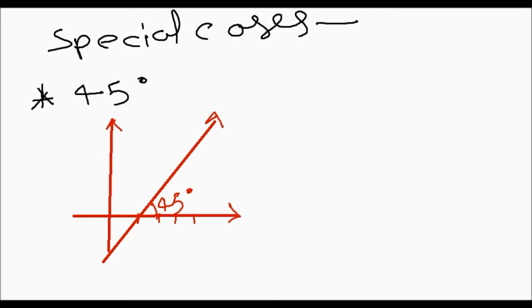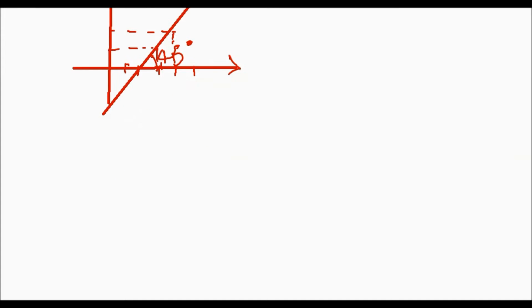Suppose here's 1, 2, 3, 4, 5. If I increase the x-axis by 1 unit, then the y-axis will also increase by 1 unit. Like here you can see I increased from here to here, and it has increased from 0 to 1, right? I increased to 2, it has also roughly increased to 2, right? So that is what 45 degree shows.